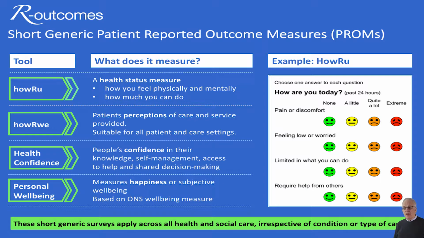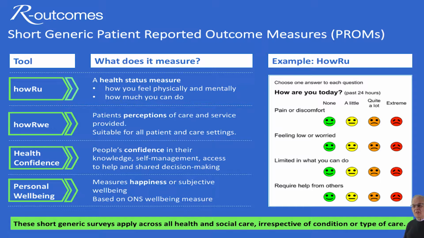These measures are all generically known as patient-reported outcome measures, and they form a coherent family of short generic measures which apply across all health and social care, irrespective of the patient's condition and type of care.